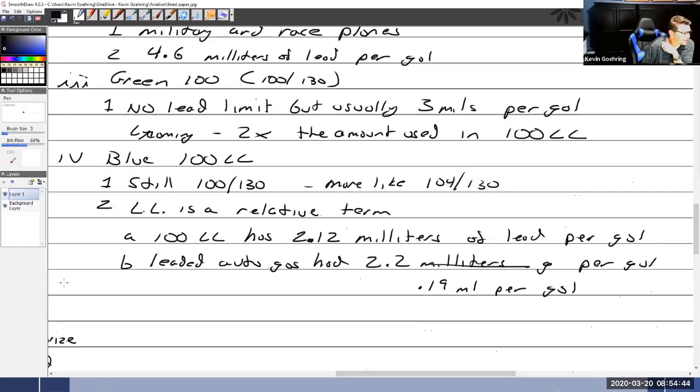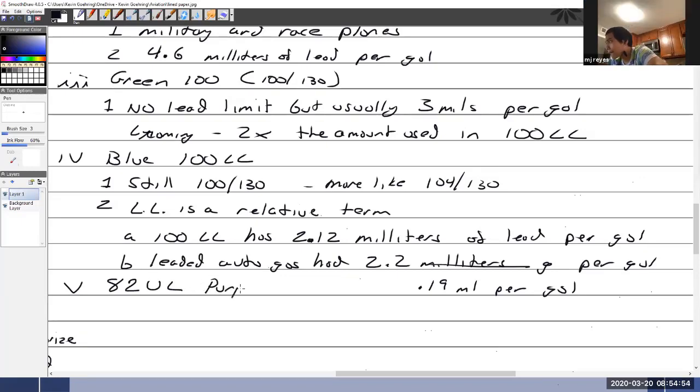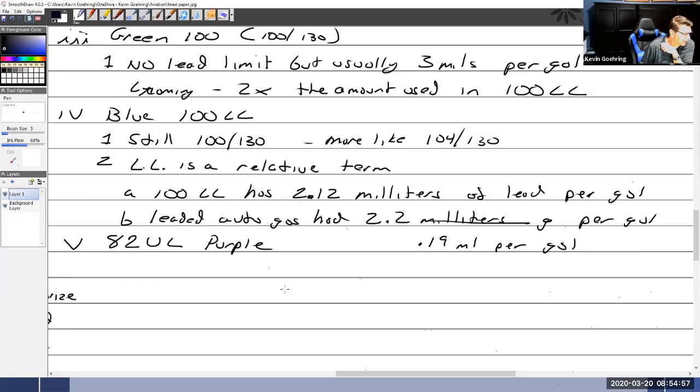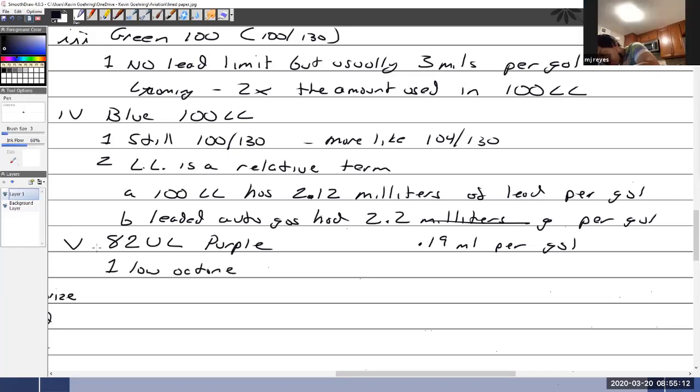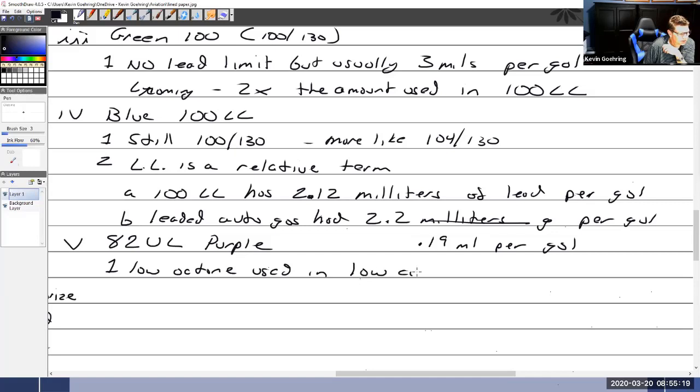I do understand that there's a new version out there, although I've never seen it. They call it 82UL. And this stuff right here, it's purple. So we're back to purple. It's a low octane grade for low compression engines. So low octane, obviously, because it's 82 versus 100. Low octane, used in low compression engines.